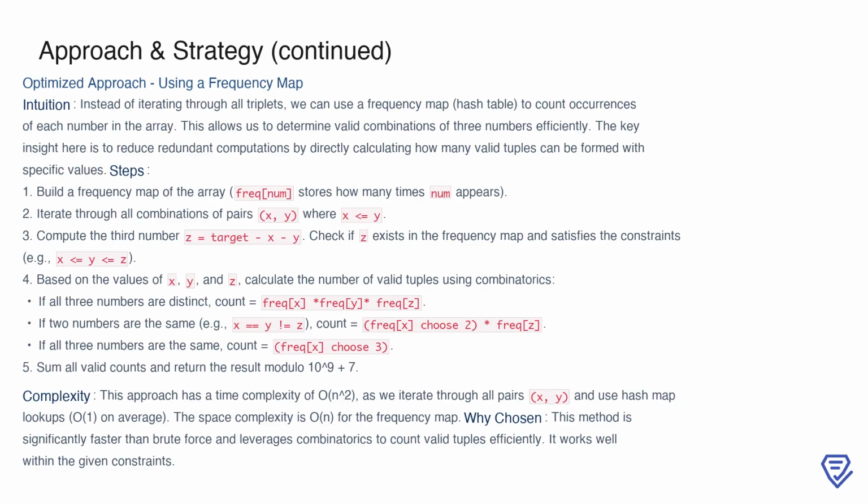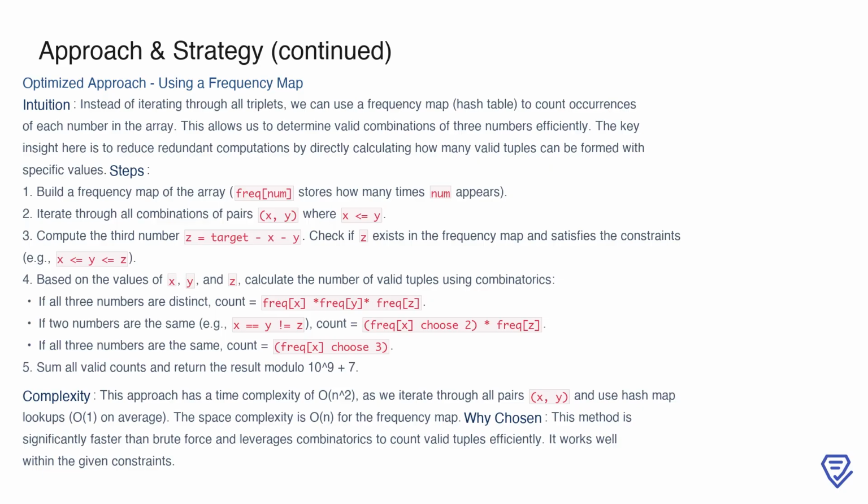For instance, if all three numbers are distinct, we multiply their frequencies. If two numbers are the same, such as x equals y but not z, we calculate combinations using the formula for choosing 2 out of the frequency of x and then multiply by the frequency of z. If all three numbers are the same, we calculate combinations of 3 from the frequency of x. Finally, we sum all valid counts and return the result modulo 10 to the power of 9 plus 7.